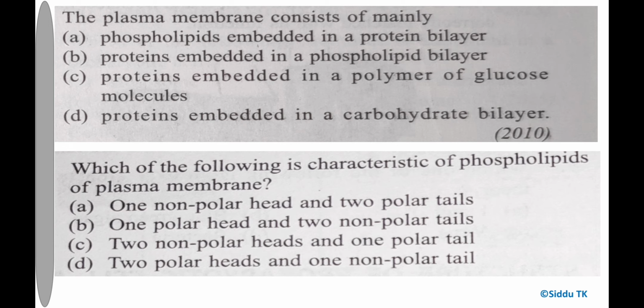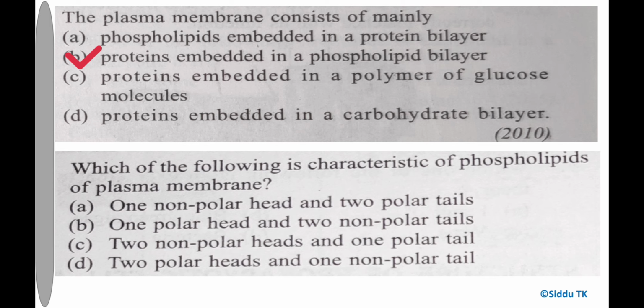These are the questions based on the topic we saw. You can pause and solve the questions. First question, plasma membrane is made up of. The answer is B. Proteins are embedded in phospholipid bilayer.